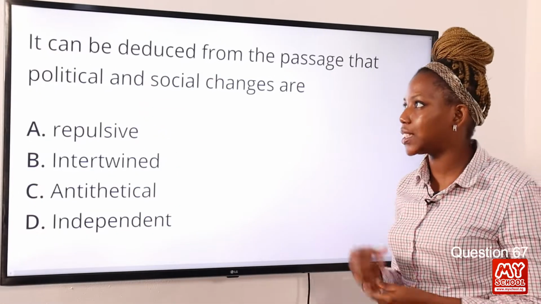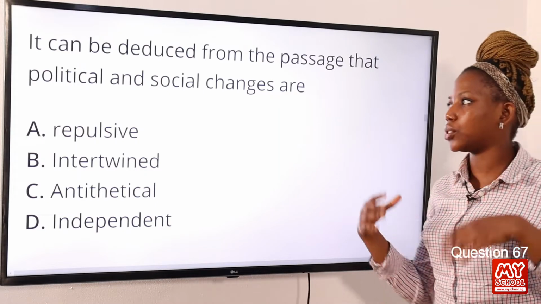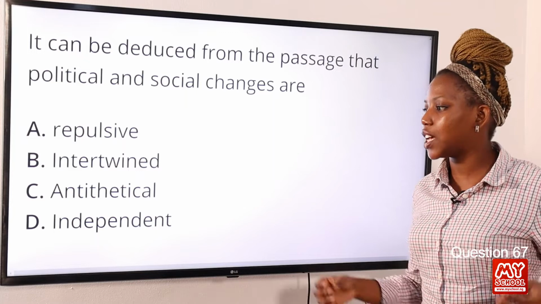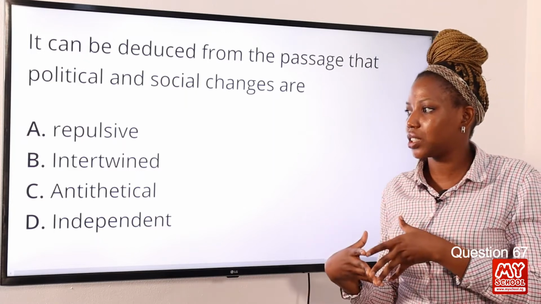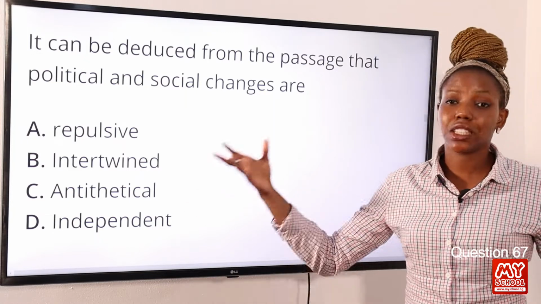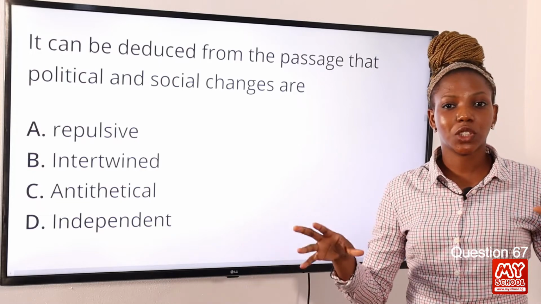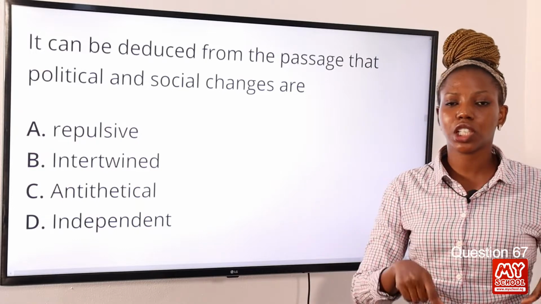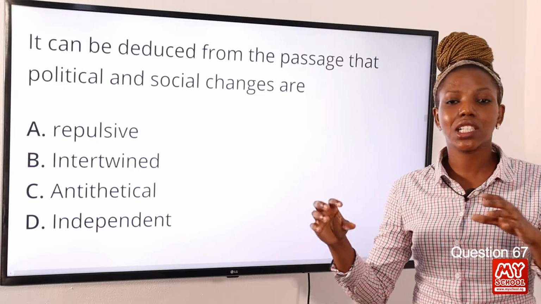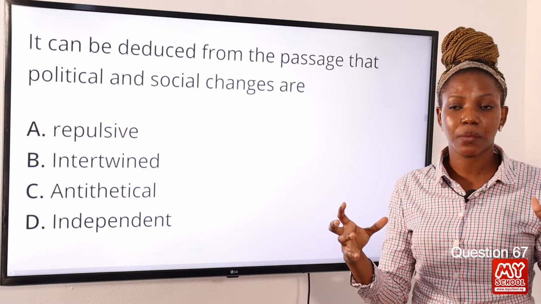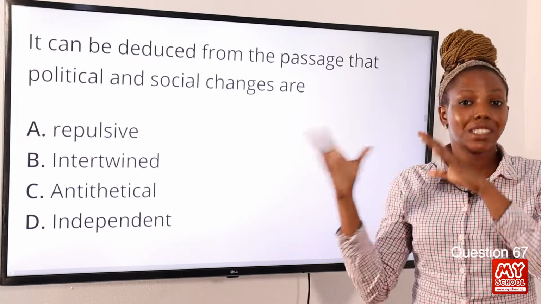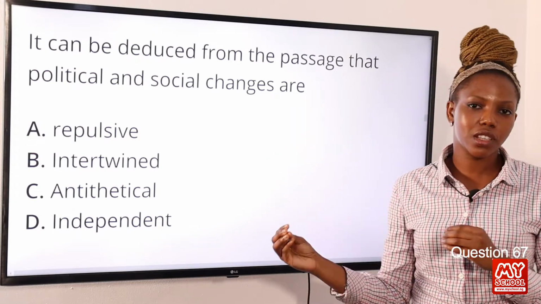Question 67. It can be deduced from the passage that political and social changes are option A, repulsive, option B, intertwined, option C, antithetical, option D, independent. Now the answer to this question is intertwined. We can get the answer in paragraph 2, the very first sentence, and it says political change and social change are analytically inseparable. That is, they cannot be separated. And intertwined means twisted together. So this clearly defines what is inseparable. So option B therefore is the correct answer to this question.